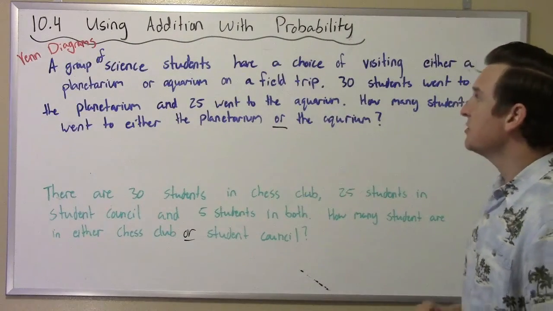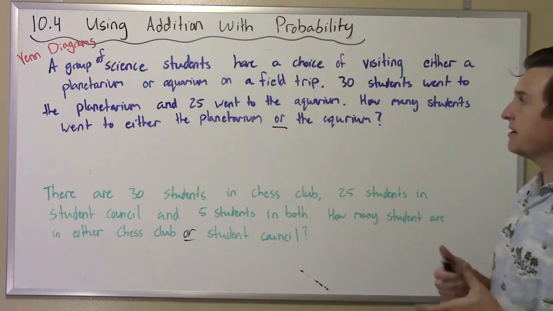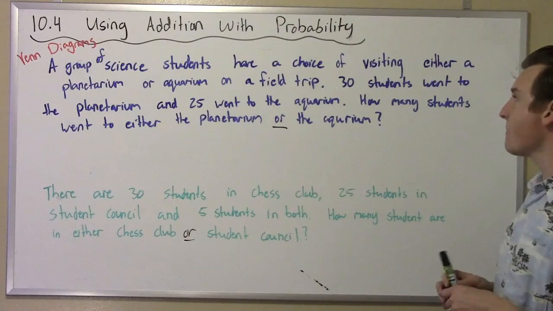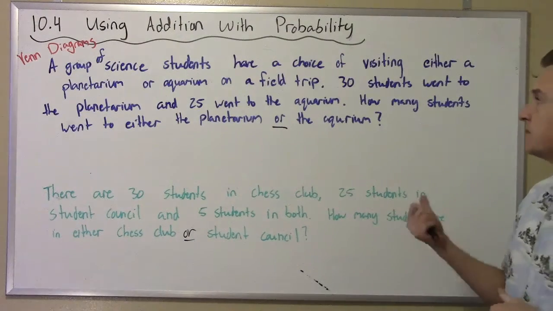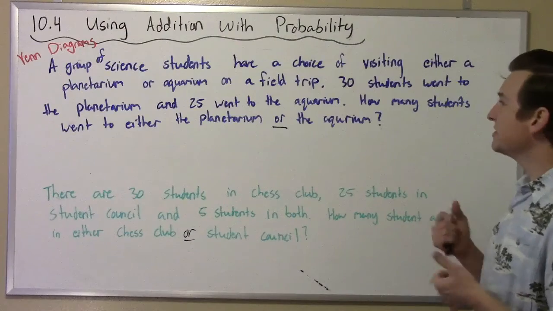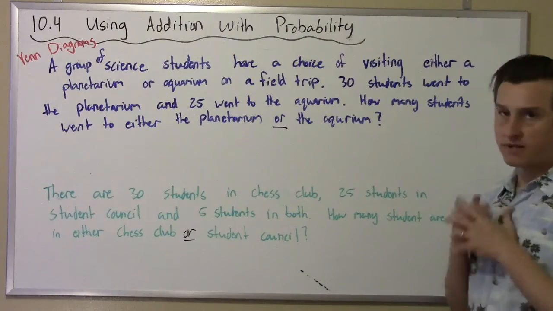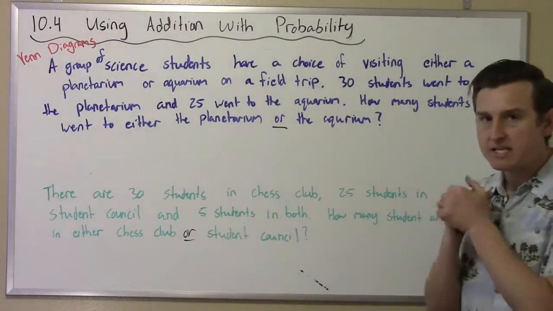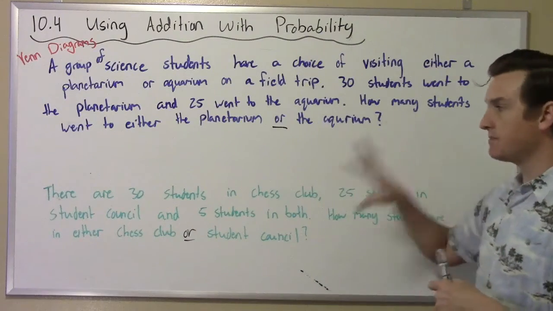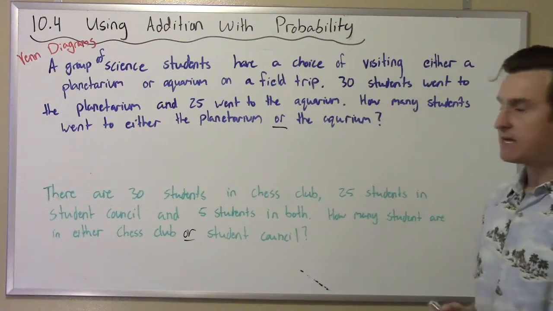A group of science students have a choice of visiting either a planetarium or an aquarium on a field trip. 30 students went to the planetarium, 25 went to the aquarium. How many students went to either the planetarium or the aquarium? Now, this is a pretty easy question, but we have to start easy because we're going to build on it, so we need a baseline.